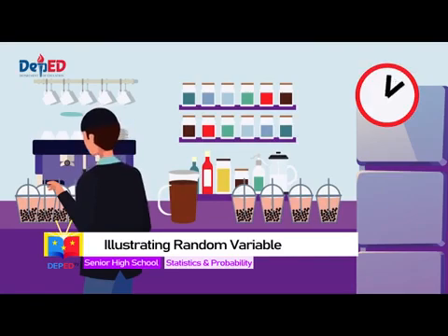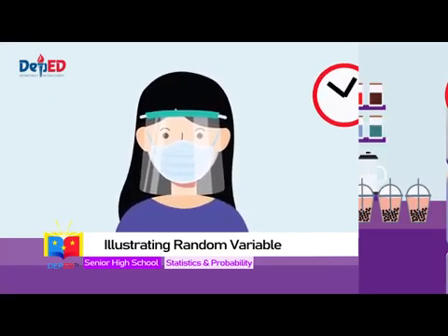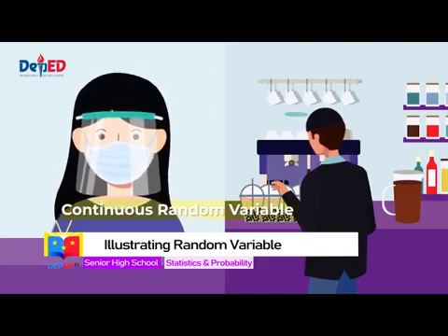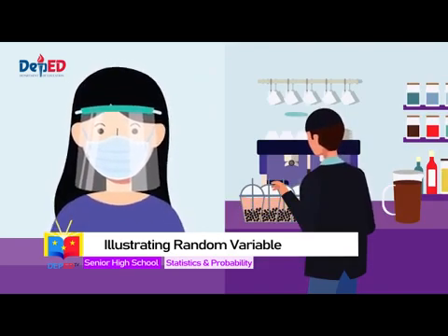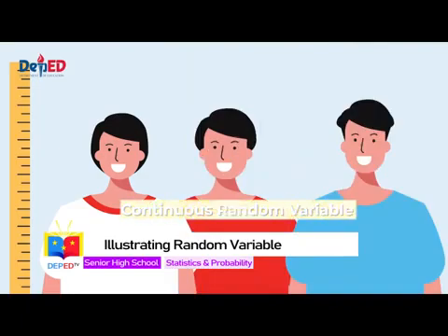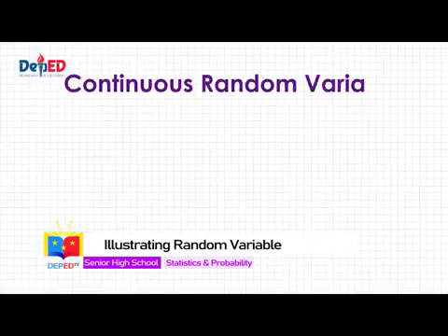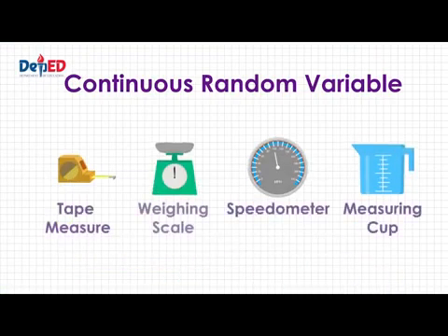If we are interested to know how long it takes to create an order of milk tea, or how long a customer will wait for the order, both are continuous random variables. Other examples of continuous random variables are the height of a grade 11 student or the room temperature. So what really are continuous random variables? Continuous random variables are random variables that take an uncountable number of potential values, regularly measurable amounts.